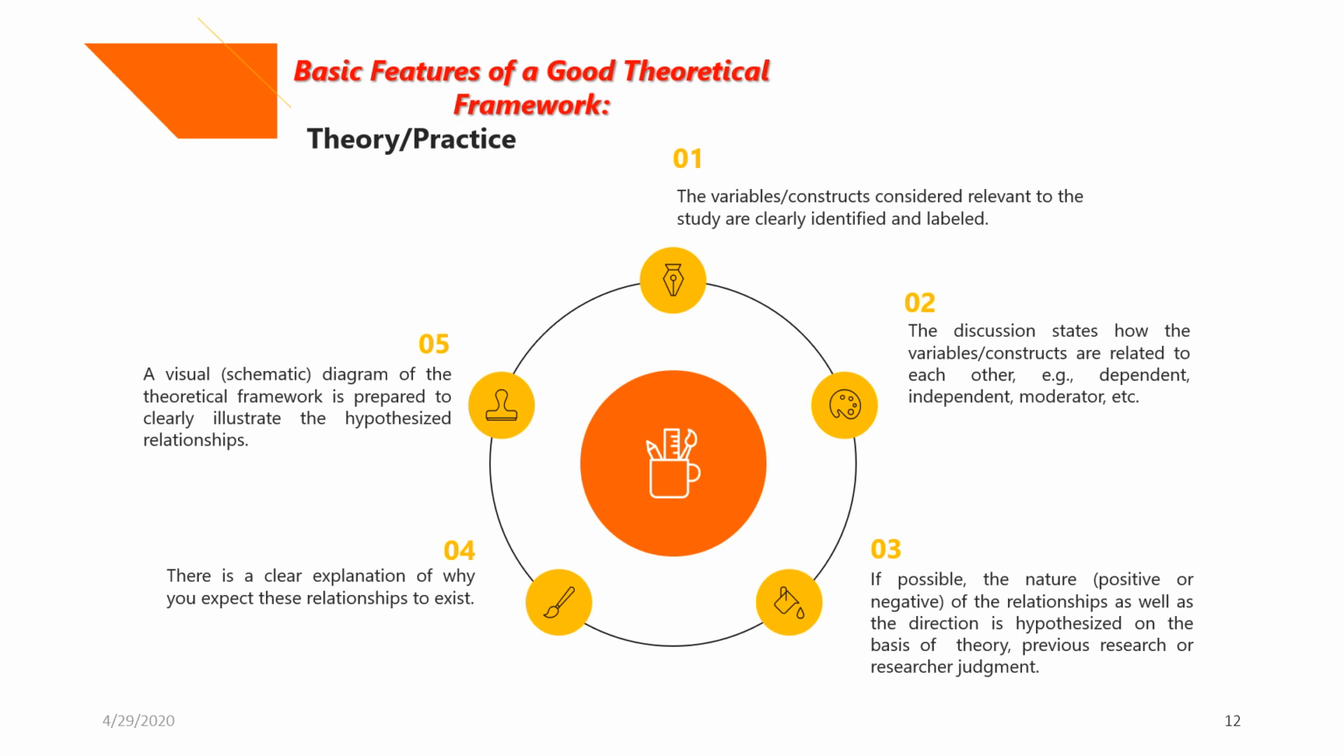Number four, there should be a clear explanation why you expect this relationship to exist, the relationship between independent and dependent variable. And of course, your explanation on the relationship should be supported by theory and also literature review. And finally, your theoretical framework should be presented in a diagram which clearly shows the hypothesis, the relationship, and also the variables.